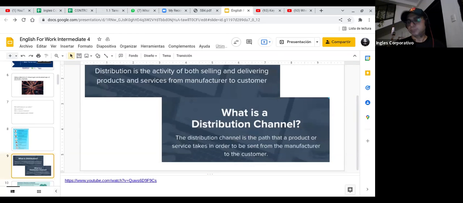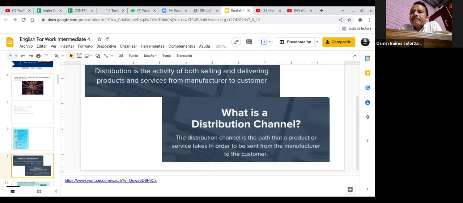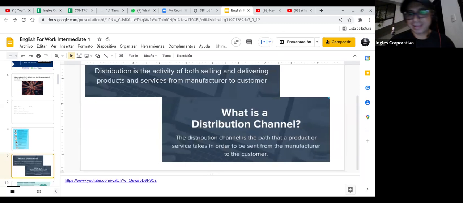Yes, teacher. Please. What is a distribution channel? The distribution channel is the path that a product or service takes in order to be served from the manufacturer to the customer. Very good. So it's the path. So there are the steps, the way in which a product or service takes in order to be sent from the manufacturer to the customer, or from one company to one company, or to distribution centers.